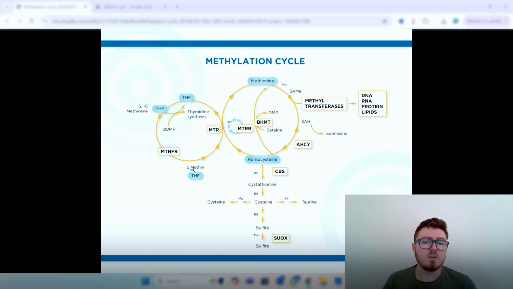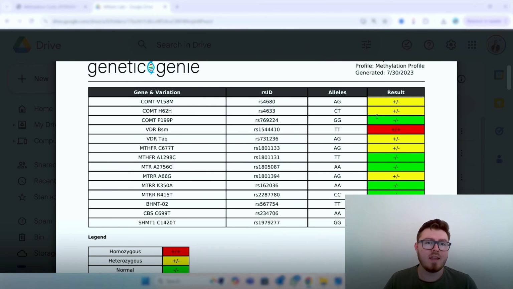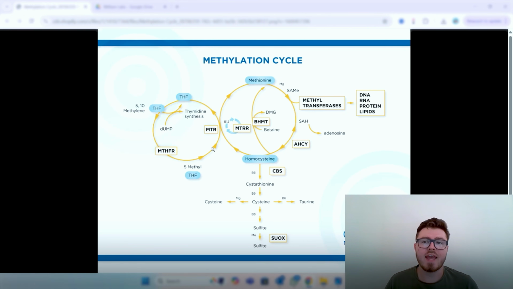So if you're somebody like me, where you've got some of the overmethylation genes up here, like the COMT and maybe the MAO, but you've also got undermethylation genes, we need to have a bit more of a careful approach to this. So I've got this gene here. This is an undermethylation gene.